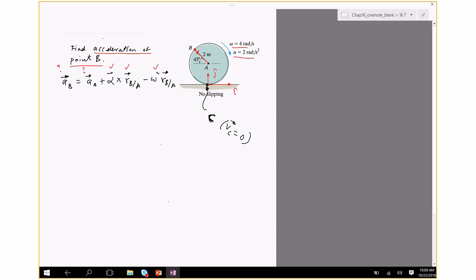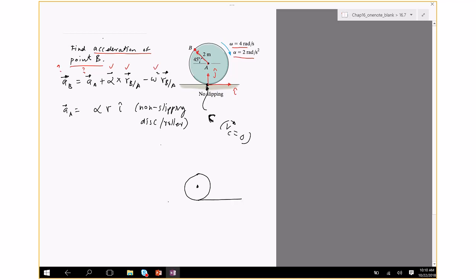Now A A for a non-slipping disk is always alpha times R. Only for a non-slipping disk or roller. And how do you get that? Well, if you want to really know how to get that, it's like this.